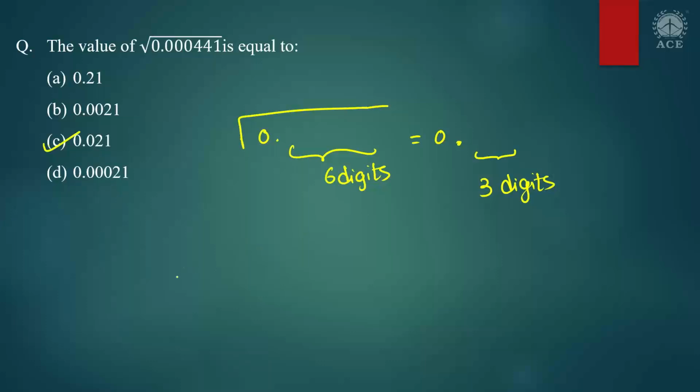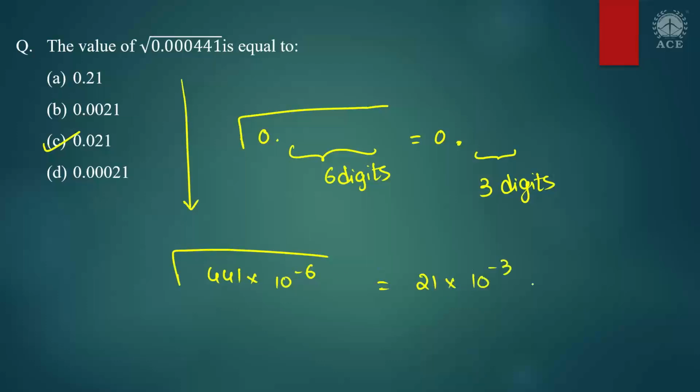Or else, sir, how did you get it? I can put that question as 441 into 10 power minus 6. Square root of 441 is 21. Square root of 10 power minus 6 is 10 power minus 3. We got 0.021, my dear friends. Clear? Now, using this input, let's see the next question.